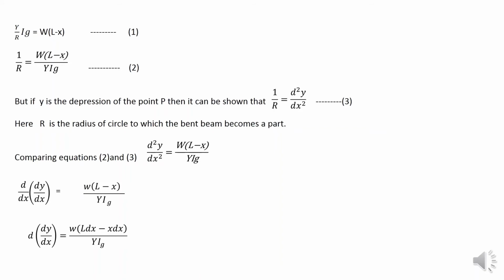beam becomes a part. Comparing the above two equations, we can write, in place of 1 by R, we can substitute d square y by dx square, which is equal to W into (L minus x) by Y into Ig. That is, d by dx of dy by dx is equal to W into (L minus x) divided by Y into Ig, or d of dy by dx is equal to, taking dx to the right side, W into (L dx minus x dx) divided by Y into Ig.